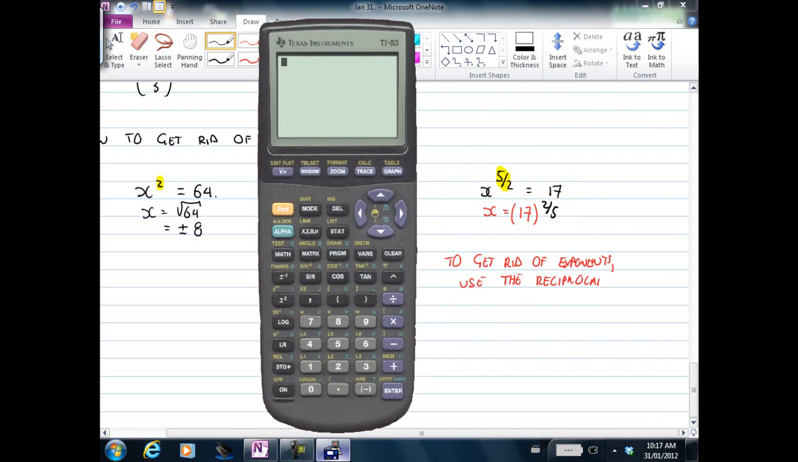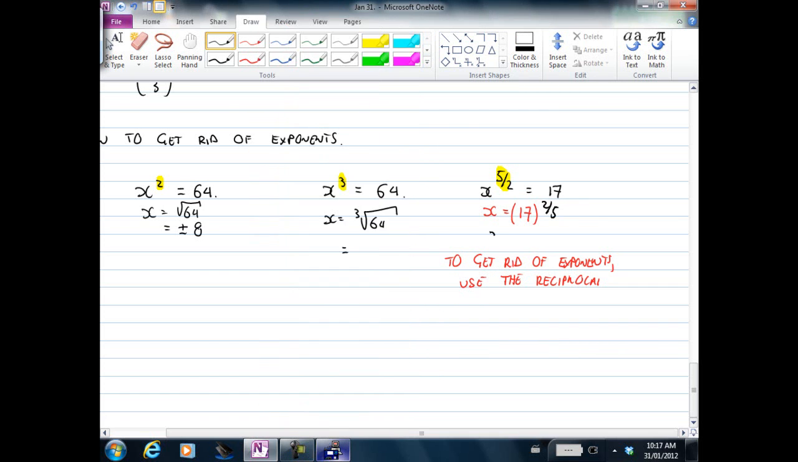So we go 17. Hit your exponent button right there. I like to use brackets. 2 divided by 5, end bracket. So your answer is 3.1. So x equals 3.1.